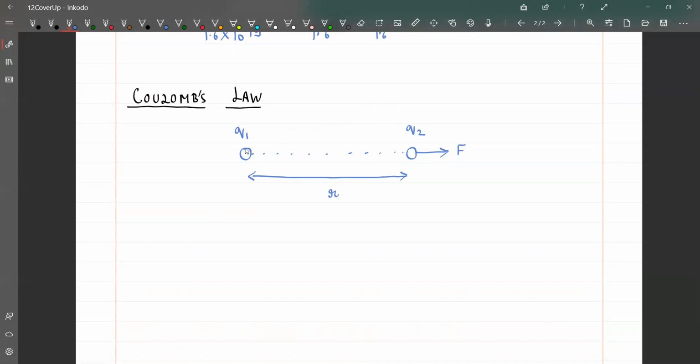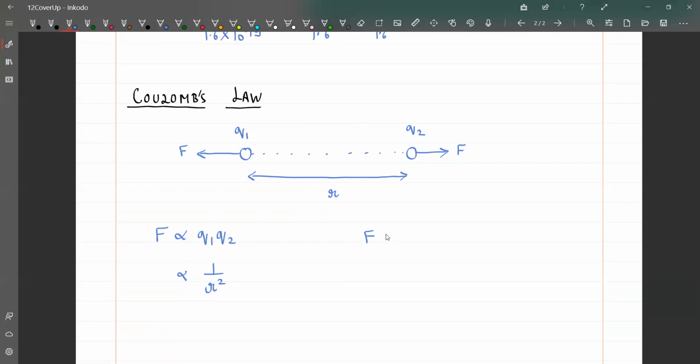If they are like charges, they will repel each other, so the force will be away from each other. While if one of the charges is positive and the other is negative, the force will be towards each other. Coulomb's law says that the magnitude of the force applied is proportional to the product of the charges and inversely proportional to the square of the distance.